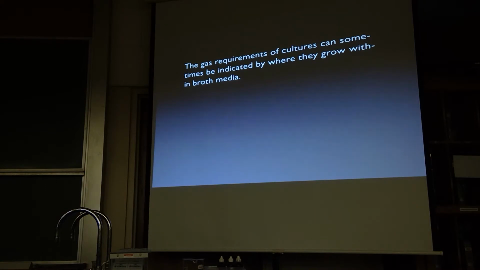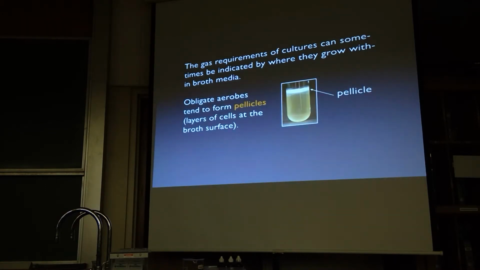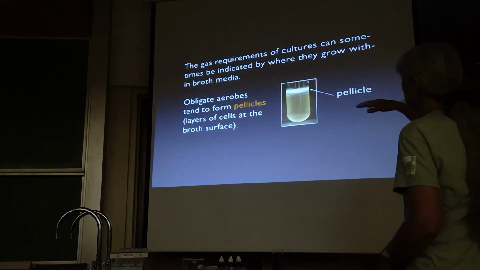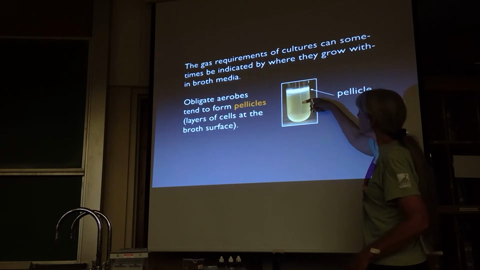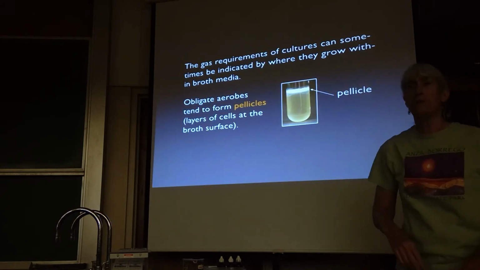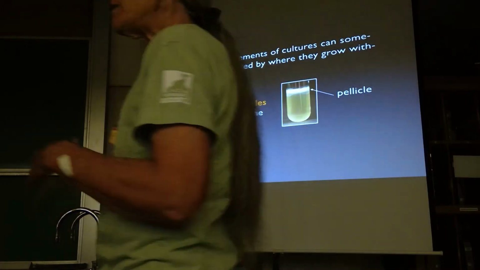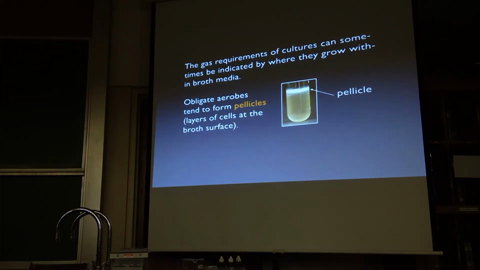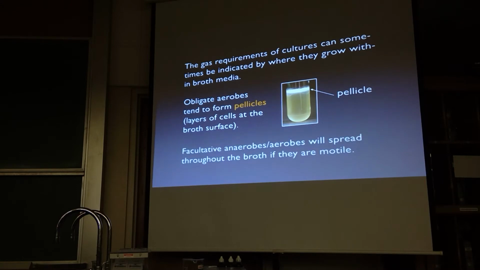So, this is talking about looking at broth media. Sometimes you can kind of get a hint what kind of gas requirements organisms have by looking at how they grow in a broth medium. If they are obligate aerobes, oftentimes they'll form a structure called a pellicle. So they'll grow in a layer right on the top. Although if you look at this, you can see there's growth down underneath too, because there's a lot of turbidity in that medium. But obligate aerobes will often form a pellicle. They'll sit right on top. If they were obligately anaerobic, they might sit on the bottom. They're facultative, they can grow all over the place.